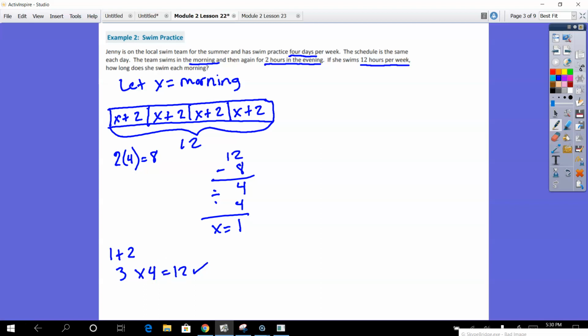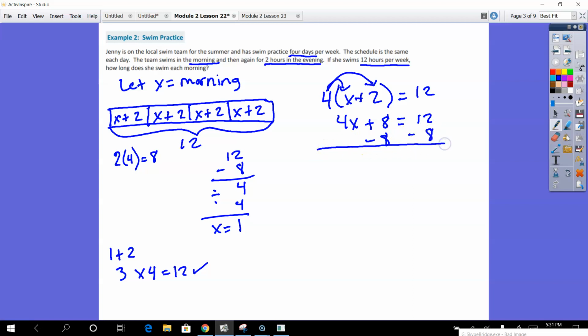So then let's do that algebraically as well. So she was swimming for 4, the same thing. We can do the distributive property here, which would be 4 times x plus 4 times 2, which equals 8, and the total is 12. So first step is we do the additive inverse of the number that does not have a variable by it. We call that a constant. So that leaves us with 4x is equal to 4.